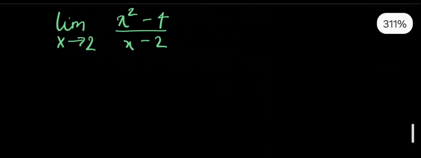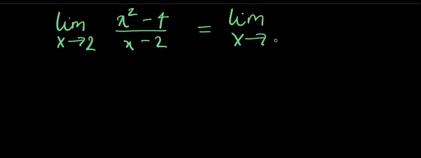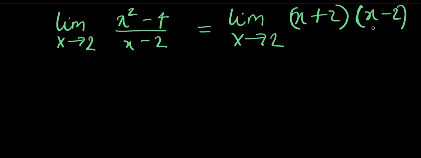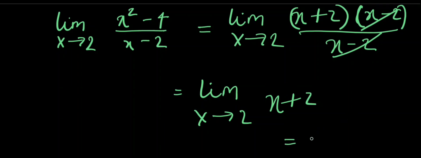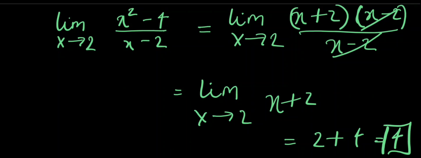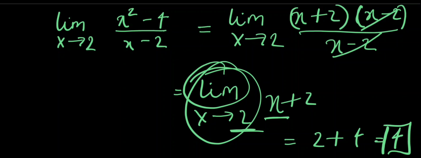Alright, so this would be equal to the limit as x approaches 2 of x plus 2 multiplied by x minus 2, using the algebraic rule, and the x minus 2 cancels. So this equals the limit as x approaches 2 of x plus 2, which just equals 2 plus 2, which equals 4. Also you have to remember, when you sub in x as 2, you have to stop writing this limit expression.